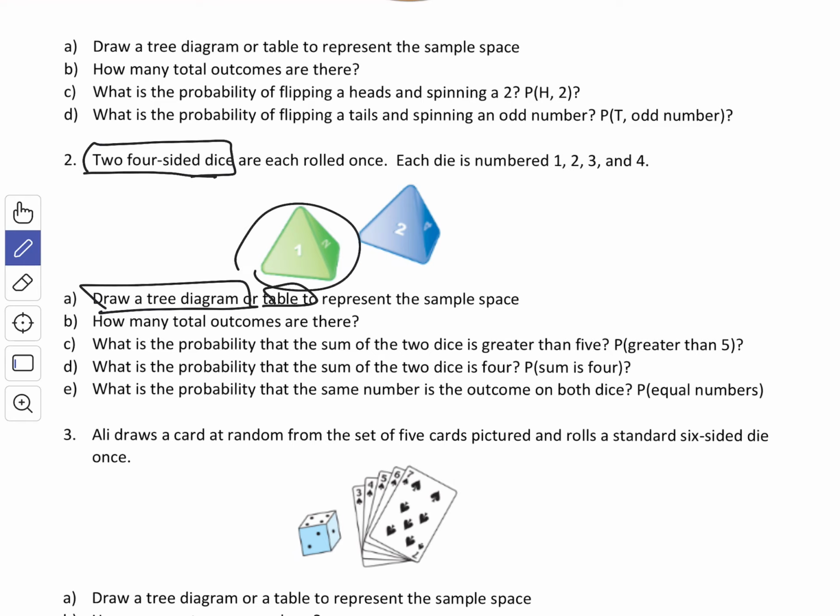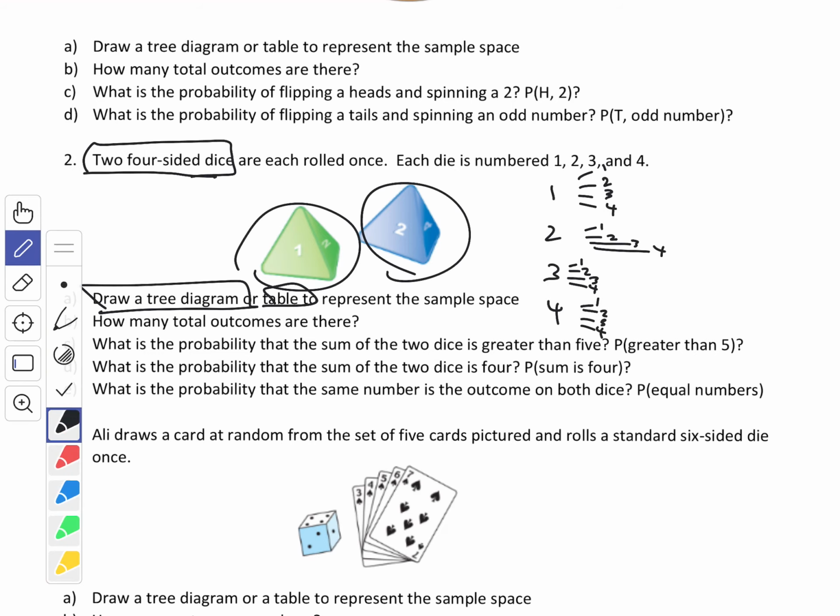When I roll the first dice, I have 4 choices: 1, 2, 3, and 4. When I roll the second dice, I have 4 choices there too, so I'm gonna write 1, 2, 3, and 4 for each of these. The first row shows us what we can get if we roll the green dice, and the second part shows what we get if we roll the blue dice.